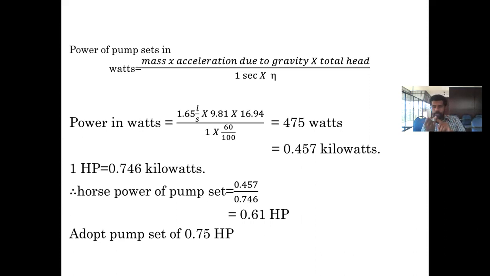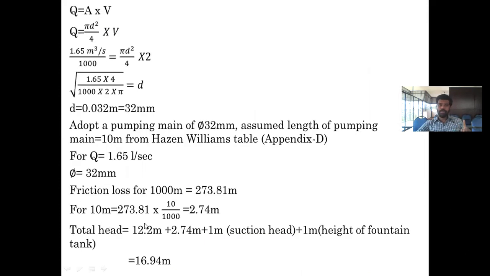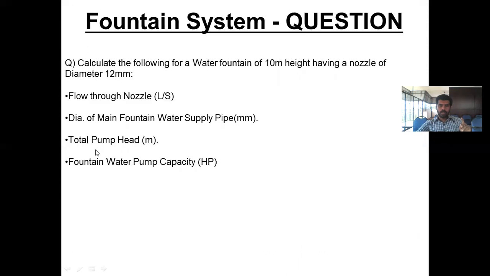So we have found out the pump capacity, the power, and the total pump head. We have found the diameter of the main fountain water supply pipe. Then we have found out the flow through the nozzle. So today we have studied the fountain system, gone through different fountain systems, and then done a problem regarding this, in which all those things are involved.